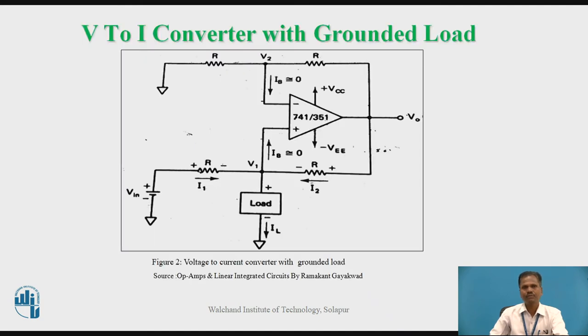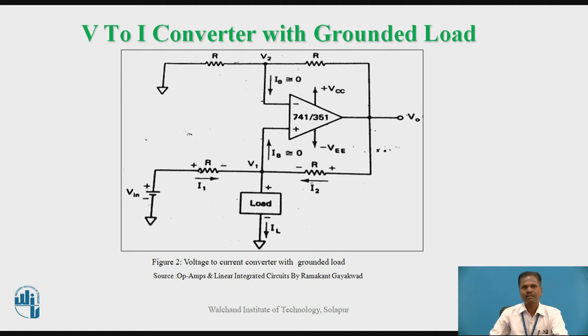Now let us go to the second version of the V to I converter, that is the voltage to current converter with grounded load. This figure shows the circuit diagram for the V to I converter with grounded load. In this, the input voltage to be converted into output current is applied to the non-inverting input. The op-amp is working in non-inverting mode and the feedback circuit is designed around the inverting input. In place of RF and R1, the same value of resistor R is used, and the operational amplifier is biased with a dual DC power supply, plus VCC and minus VEE, and the load at the output is connected to ground. One terminal of the load is connected with the output terminal through resistor R, and the other terminal is connected to ground. Input voltage Vin is applied through resistor R.